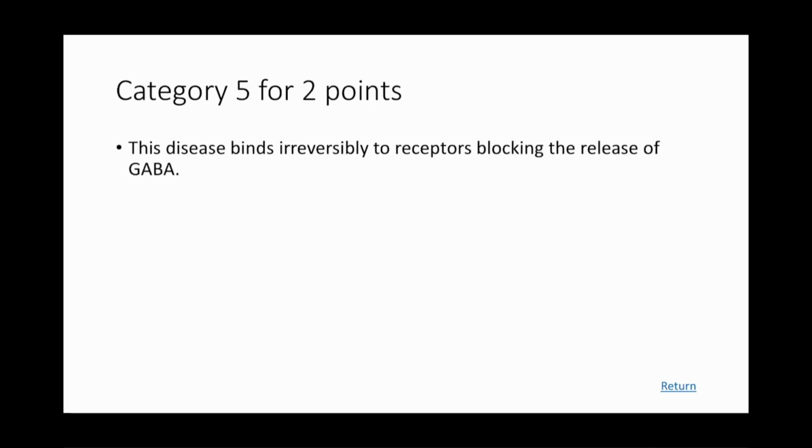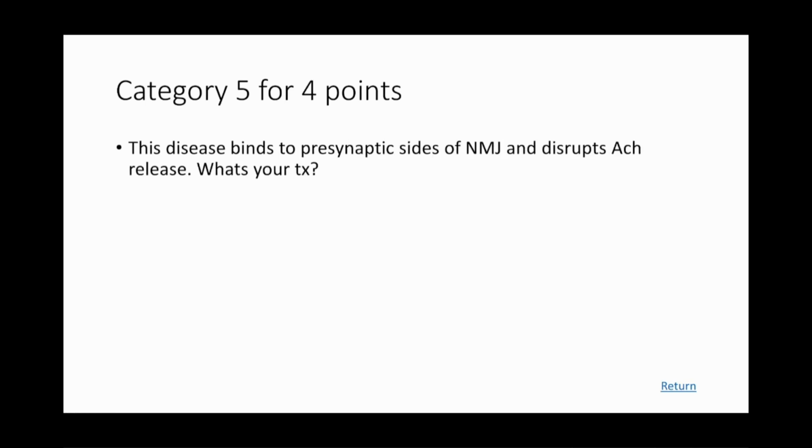This disease binds irreversibly to receptors blocking the release of GABA. So what does GABA do? It's inhibitory. So if I'm blocking your inhibition, how will you always remain? Flexed. And what disease do we learn about that causes flexion and constant tetanus? Very good. Blocks GABA, no inhibition, our muscles stay contracted.